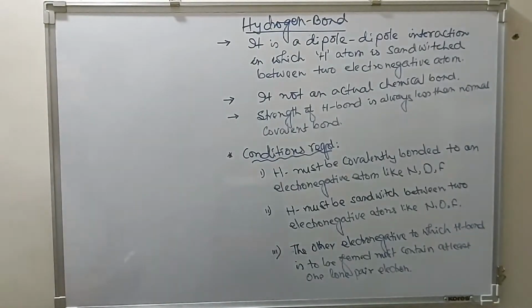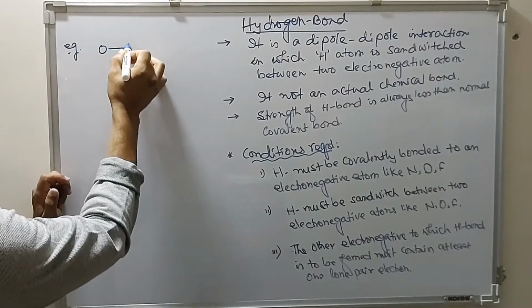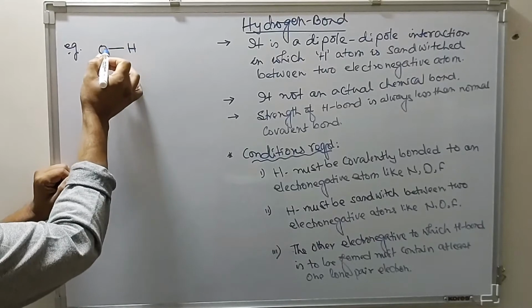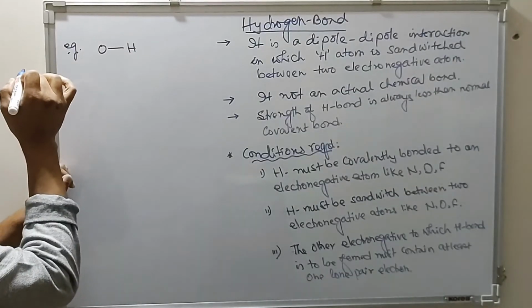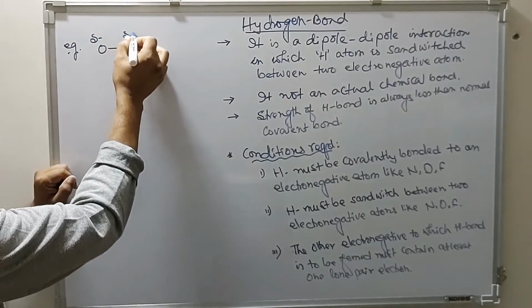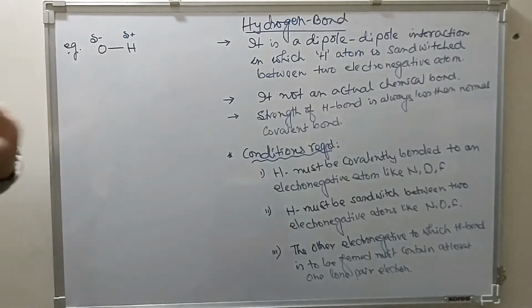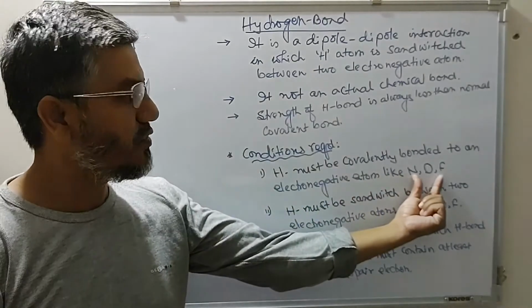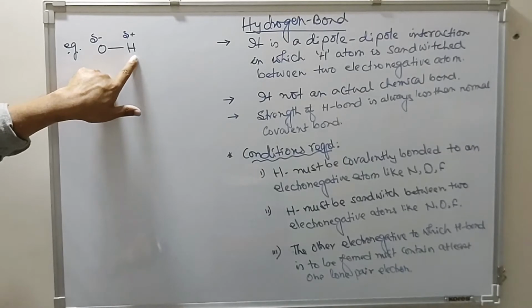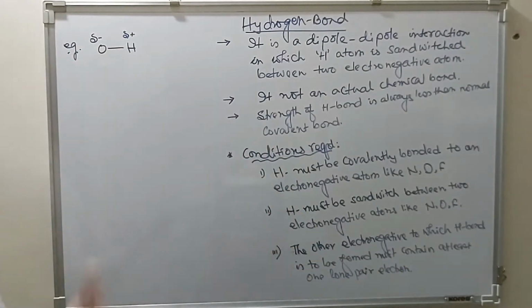Suppose we have this example. I'm just taking an OH bond. In this OH bond, oxygen is electronegative, hydrogen is less electronegative. Because of this, oxygen acquires partial negative and hydrogen acquires partial positive. So we have a dipole developed, and this dipole should be large. This is the reason why hydrogen should be covalently bonded to a strongly electronegative atom, so that this bond is much more polarized.